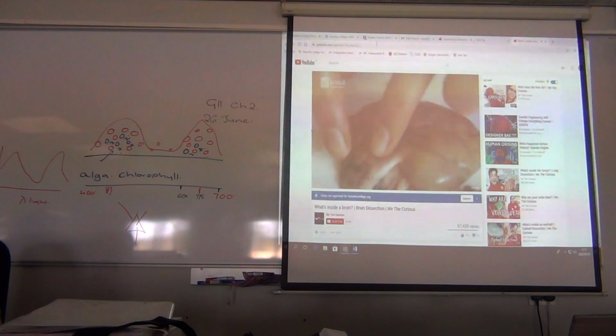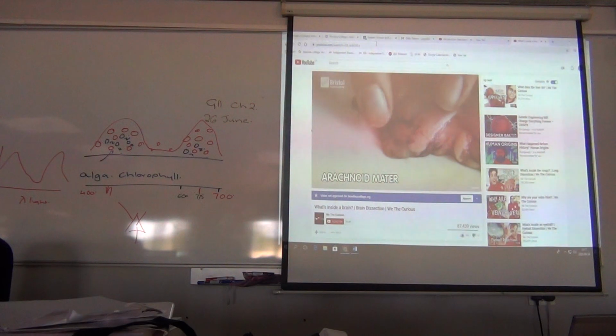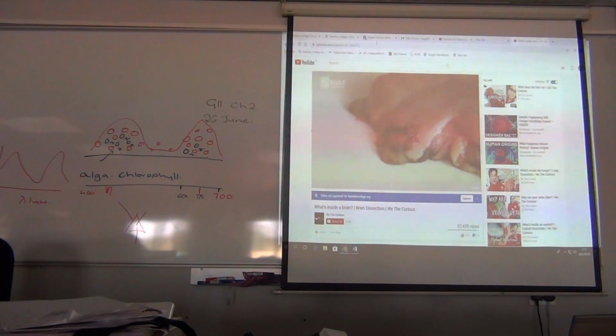If we look just over here, you can see this little bit of black stuff there. The arachnoid mater is part of the meninges, which is a set of coverings that protect our brain. It's actually meninges that get inflamed with the illness meningitis.